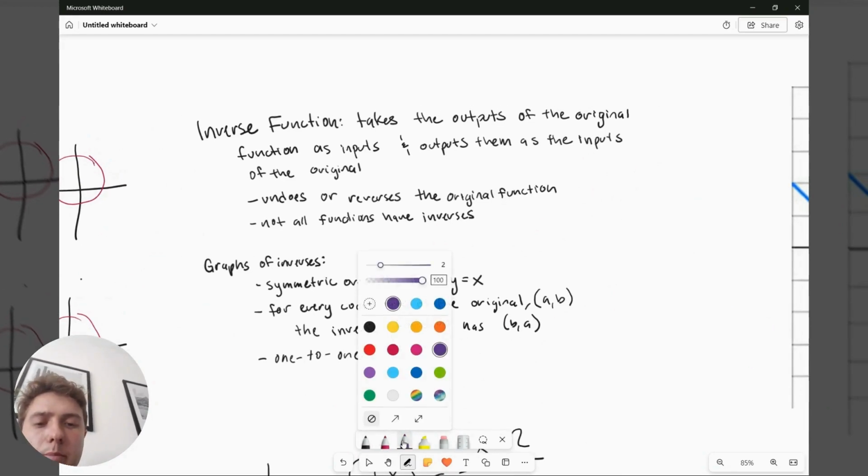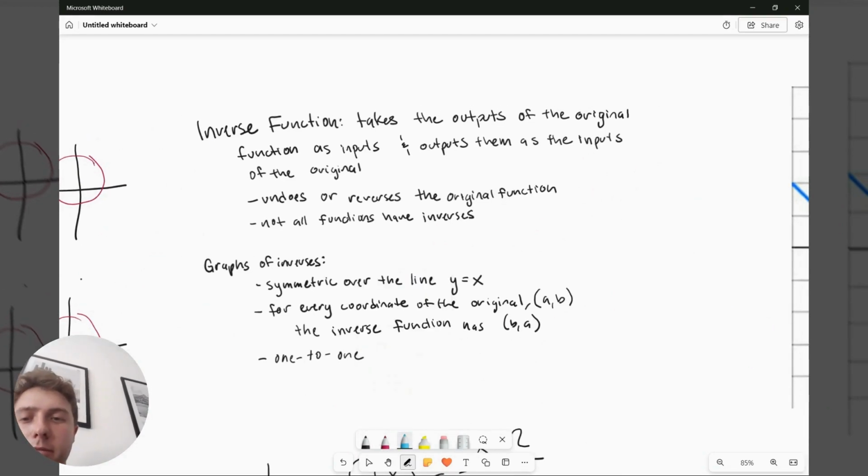This is all about inverse functions. Inverse functions take the output of the original function as inputs and output them as the inputs of the original. That might sound really, really weird, and that would be fair. But what an inverse does is it undoes or reverses what the original function is doing.